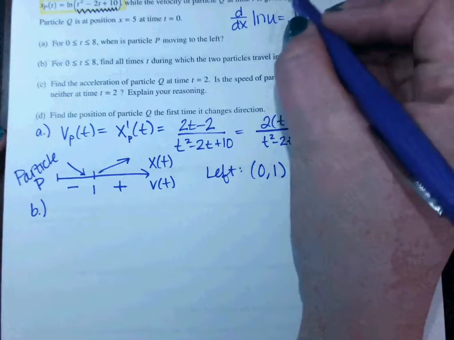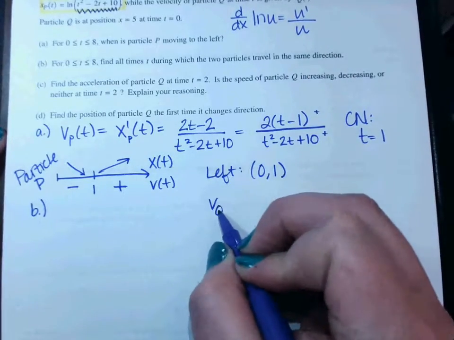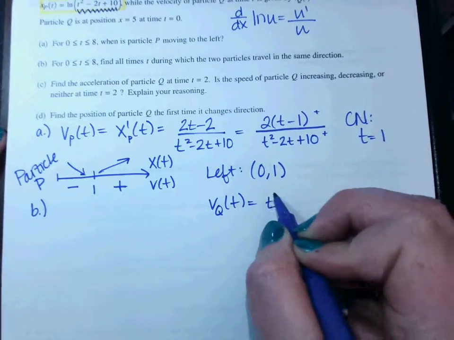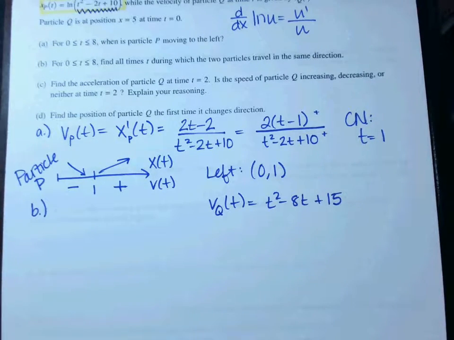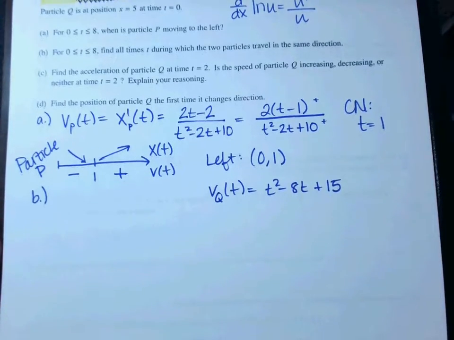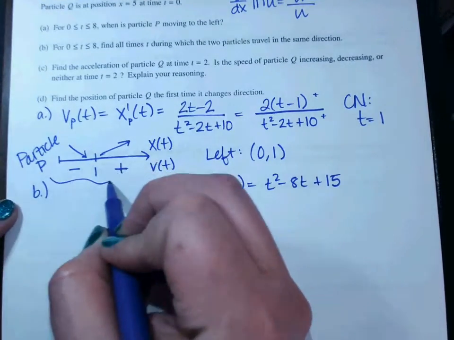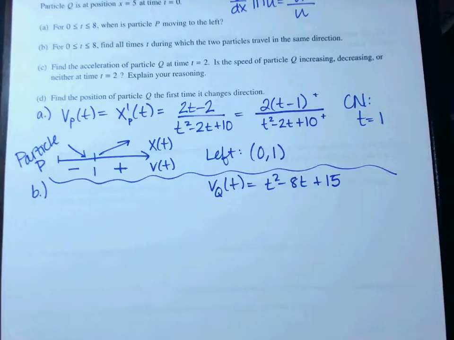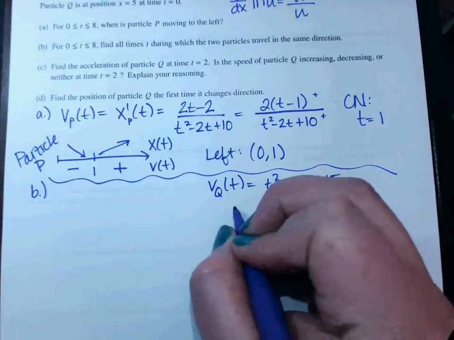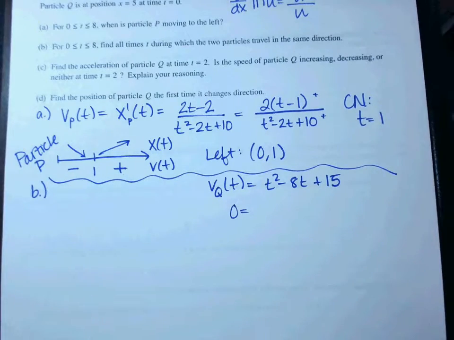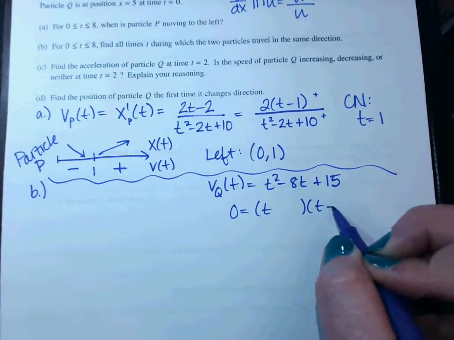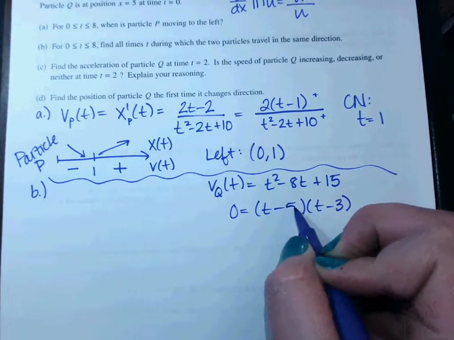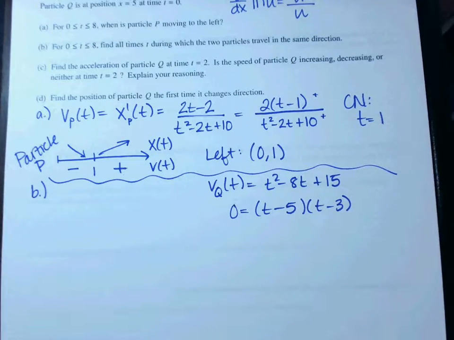So look at your v of q. Do we need to take the derivative of that one? Yes or no? No, why not? What'd they already give you? Velocity. So we don't have to worry about taking the derivative because they already gave you velocity to start with. Okay, factor that for me. What do you get? Multiply to 15, add to negative 8. Good. Minus 3 and minus 5. And order there doesn't matter as long as you get both of them.